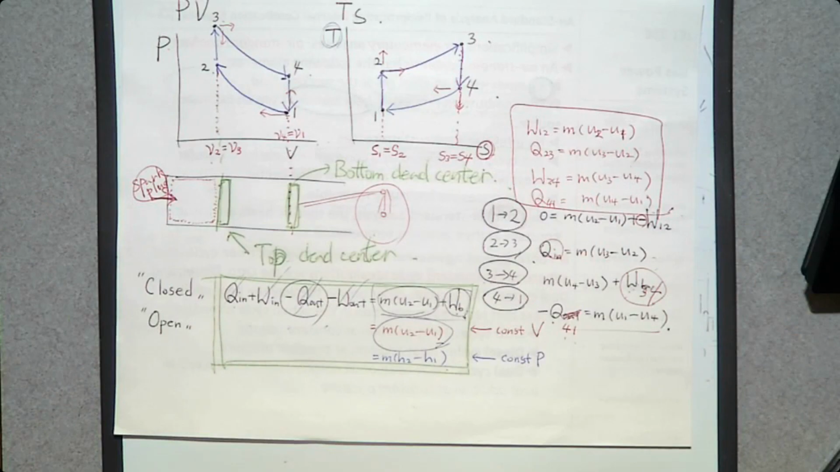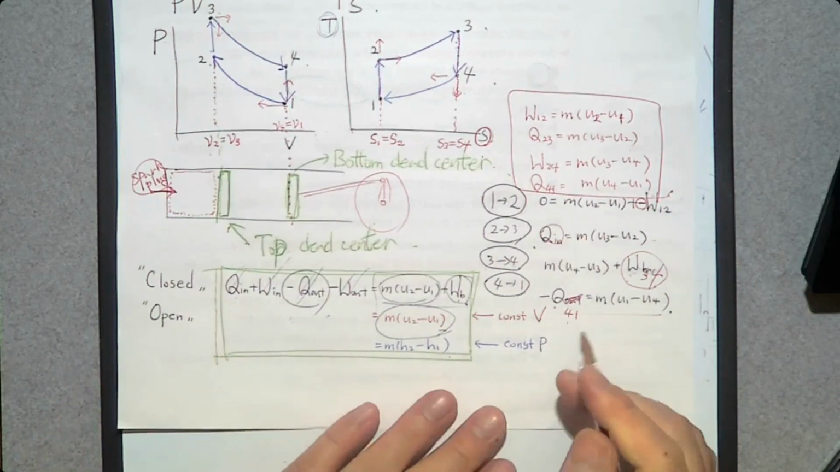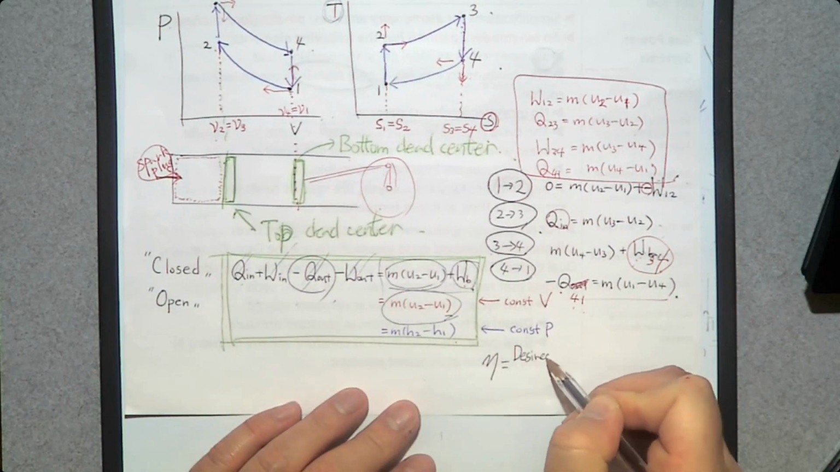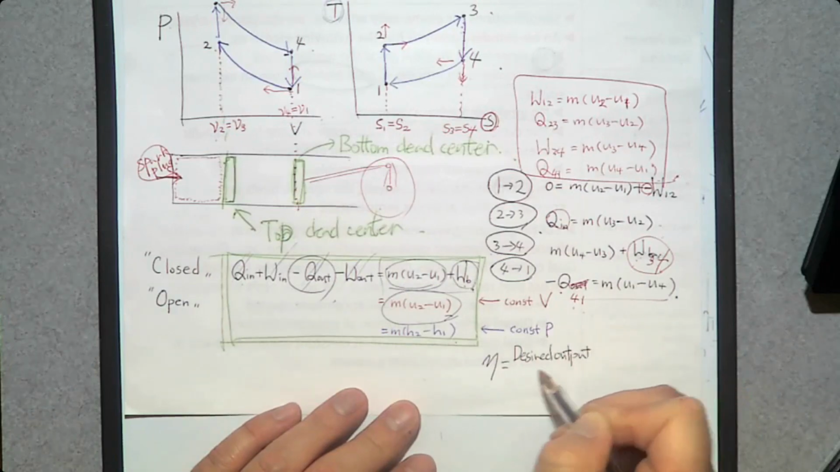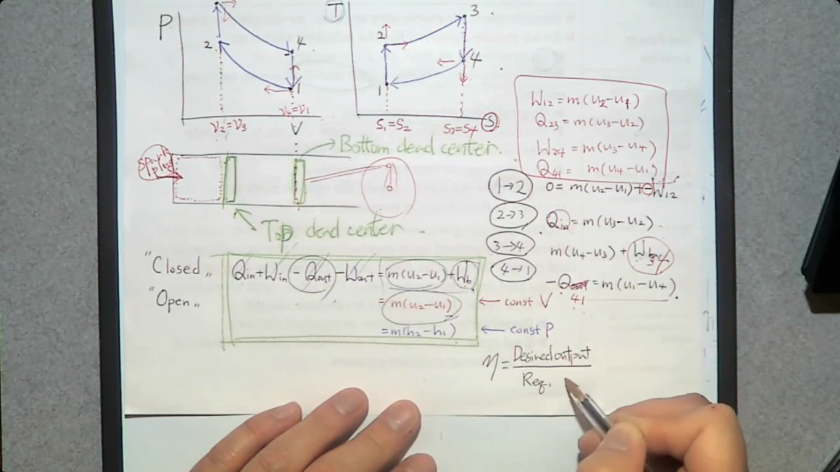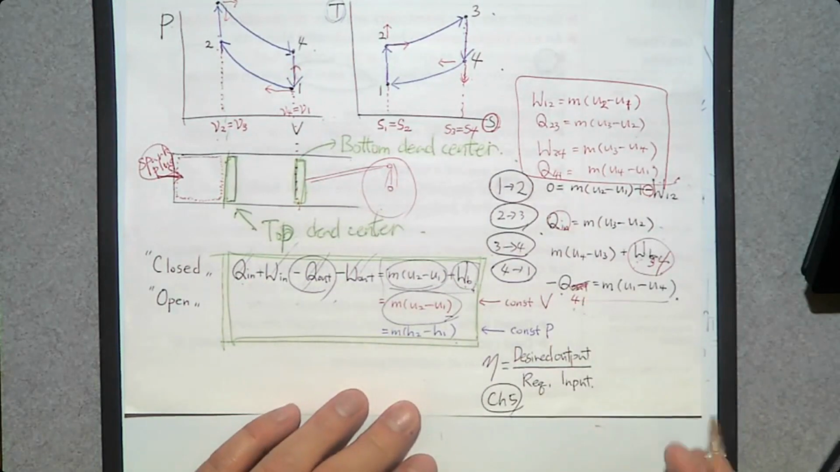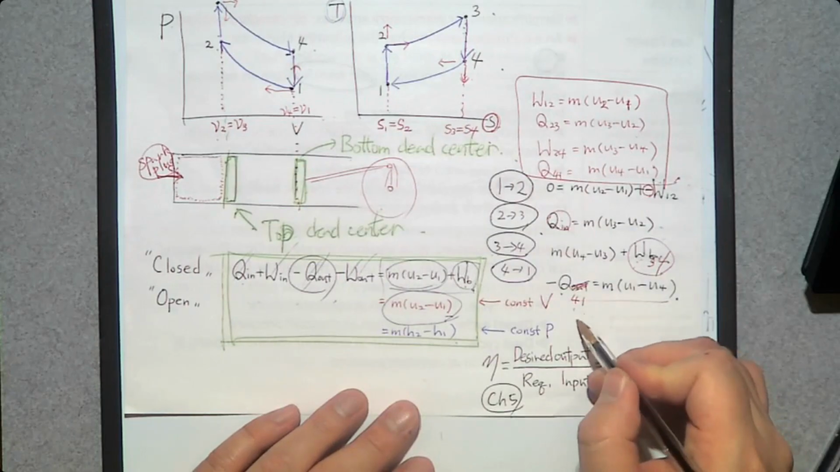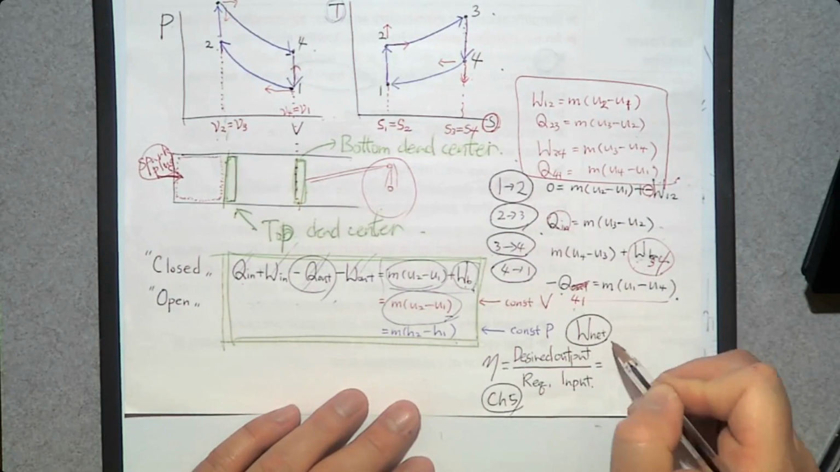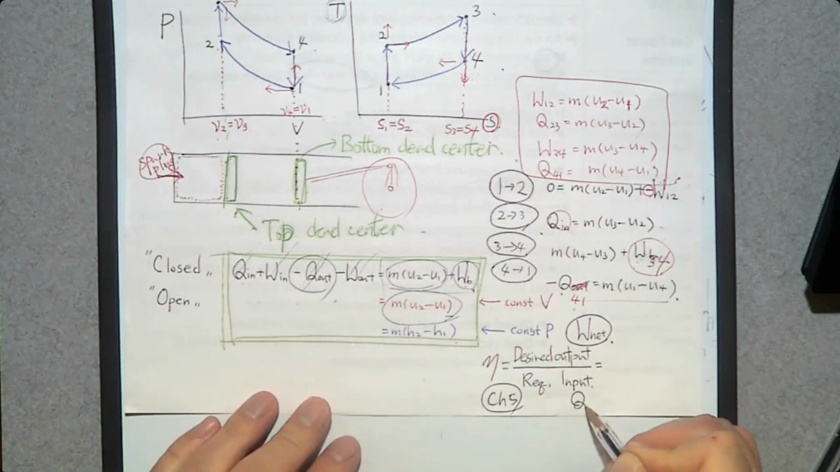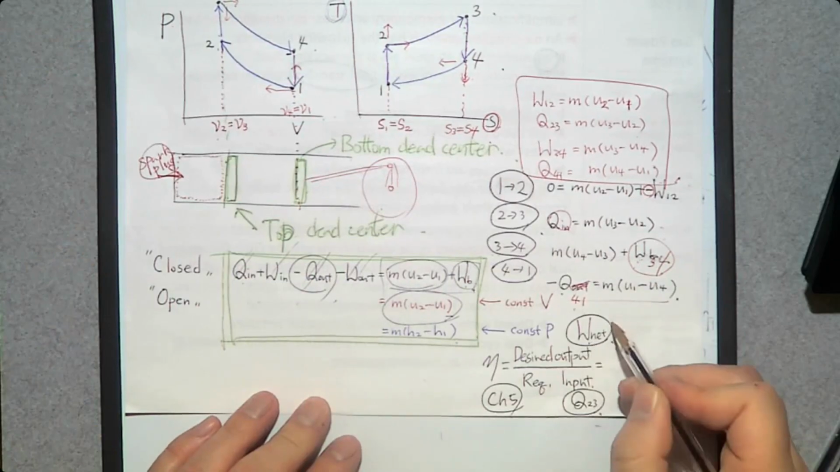Then, how can you determine its thermal efficiency? How can you evaluate the system? Thermal efficiency can be determined by desired output over required input. You remember that from chapter 5? Yes, we do. And what is desired output? W net. What is required input? The heat transfer into the system, Q23.